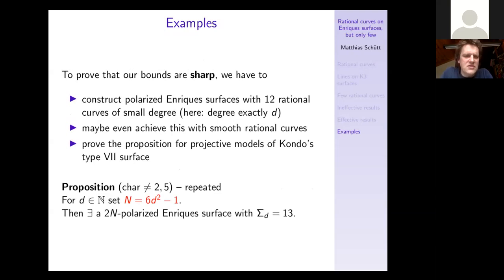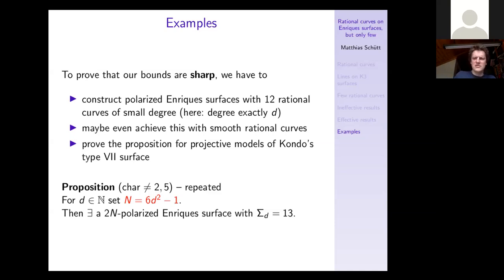We could try to even achieve this with smooth rational curves. I'll quickly mention this one too. And then we should prove that n is really close to optimal, or the bound for n. And that means we want to prove, and I repeat the proposition here, that if we pick n equal to 6d² minus 1, then we can find a 2n polarized Enriques surface with 12 rational curves of degree d.